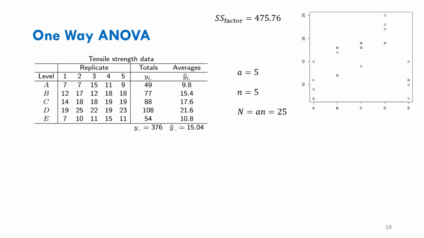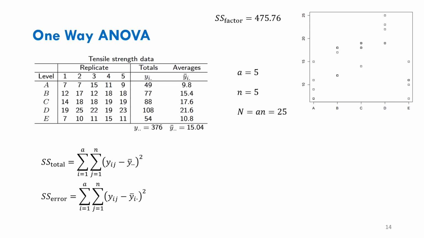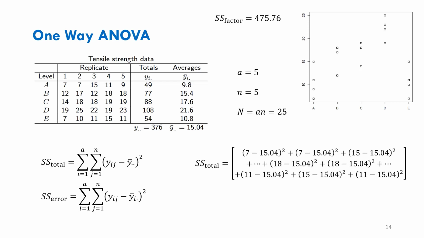Now finding sum of squares of total observation. We know the formula that it is the sum of squares of deviation between each observation and overall mean, while SS of error is the sum of squares of deviation between each observation and average at a certain level. So first we will find the SS total, and we have to find each and every deviation by subtracting the overall mean. We get the value of SS total as 636.96.